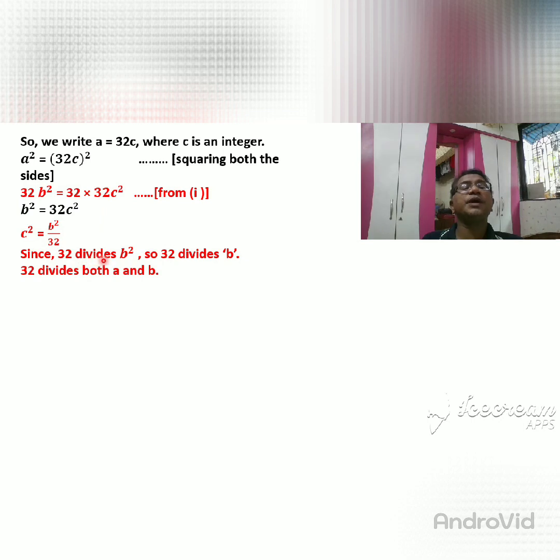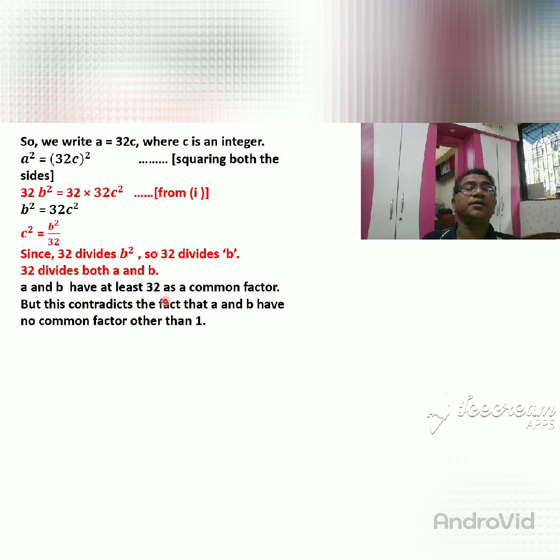So 32 divides b square. If 32 divides b square, that means that 32 divides b also. So 32 divides both. In the first equation it is divided by a, and here it is divided by b. So a and b have at least 32 as a common factor, but that contradicts that a and b have no common factor.